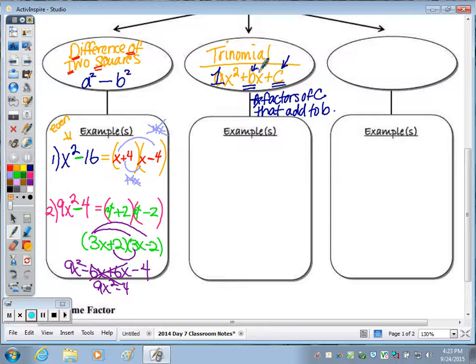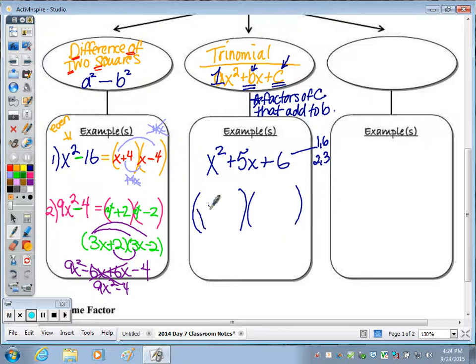So sum and product. So let's look at x squared plus 5x plus 6. So all the factors of 6 are 1 and 6, and then 2 times 3. I set up my trinomial factoring into two binomials, so we have x times x. If I have a positive product, that means the signs are going to be the same. And if they add to a positive term, they're both going to be positive. So the two numbers here that add to 5 are the 2 and the 3. So x plus 2 times x plus 3.